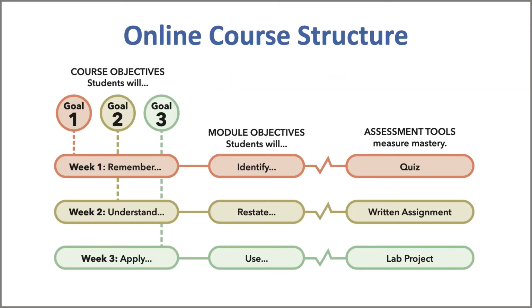This very simple and very linear example illustrates how an online course is broken down into 3 weekly learning modules, weeks 1, 2, and 3, with each module supporting one course goal based on Bloom's levels: remember, understand, and apply. Since course goals tend to be written in very broad terms, module level objectives are written by instructors using very specific language that describes what learners will do in the module to demonstrate mastery.